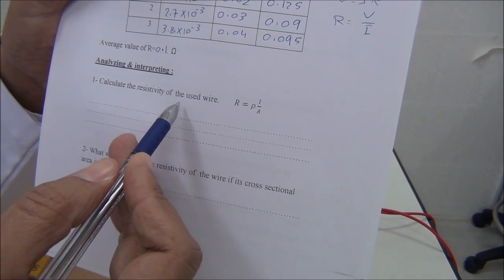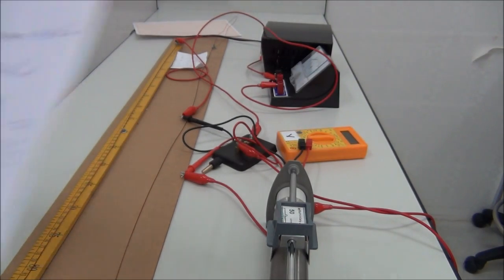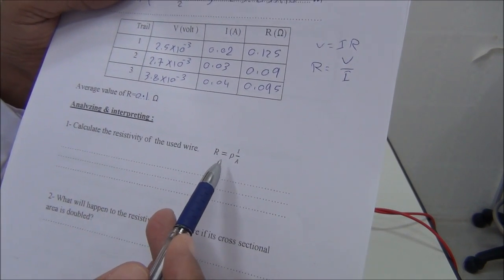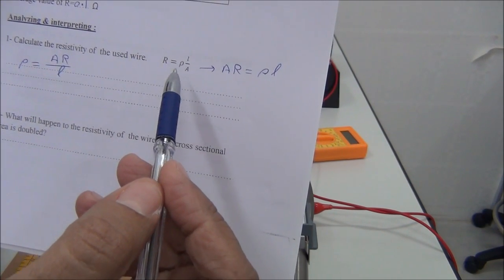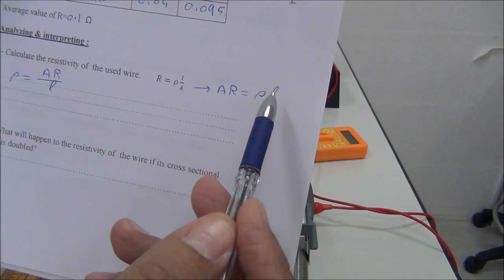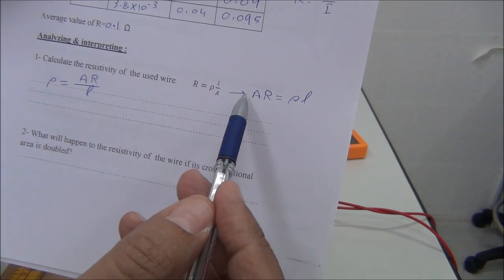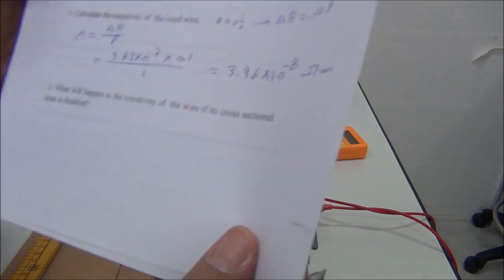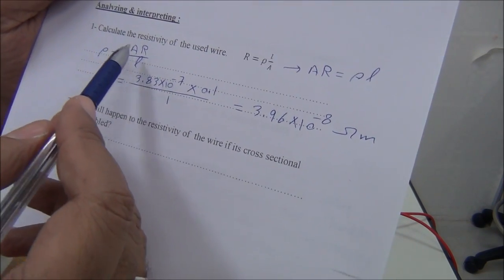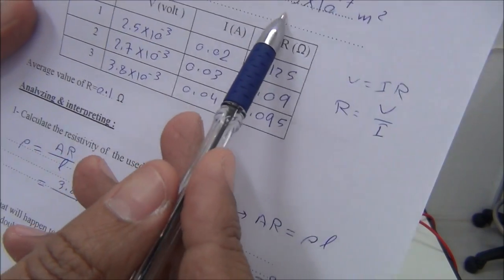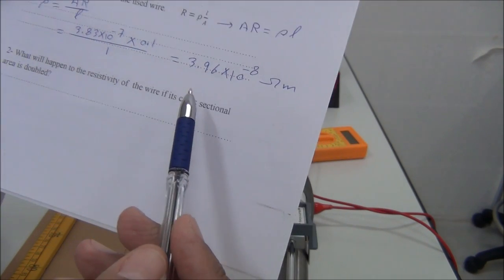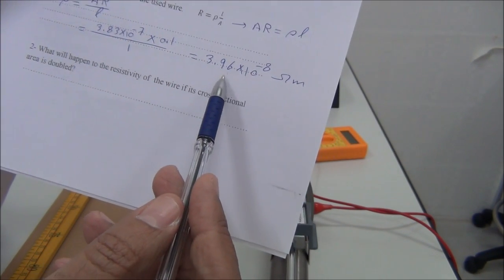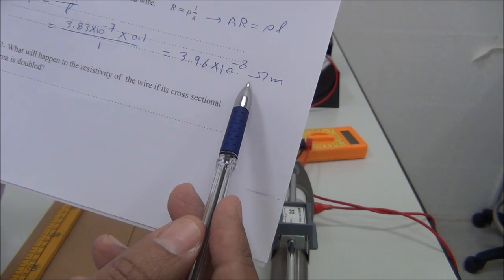Calculate the resistivity of the used wire from this relation. So rearrange this relation to write resistivity as the subject. When we rearrange the formula, R equals rho L over A, so R A equals rho L, divided by L, so rho equals AR over L. Now this is the answer of resistivity, AR over L. A, we calculated before, 3.83 times 10 power negative 7, R 0.1, L it is 1 meter. So this is the answer of resistivity, 3.96 times 10 power negative 8, remember the unit, ohm meter.